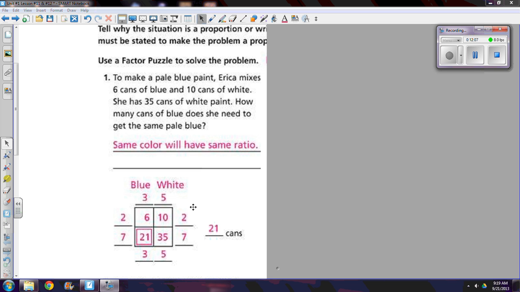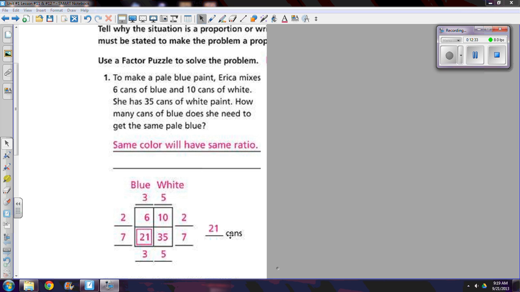So down below, you put in the information: 6 cans of blue, 10 cans of white, 35 cans of white, how many cans of blue? And then you look at the 6 and the 10, you find that they have a factor in common, 2. 2 times 3 is 6, 2 times 5 is 10. Down below, bring the 5 down, 7 times 5 is 35, so 7 times 3 must be 21. So the answer is 21 cans.